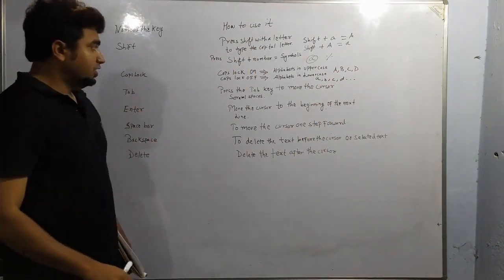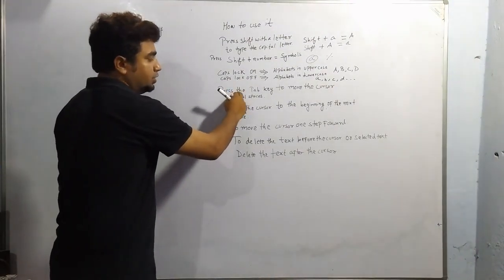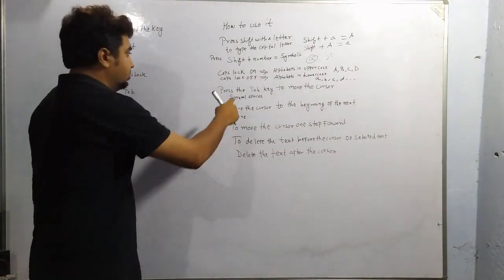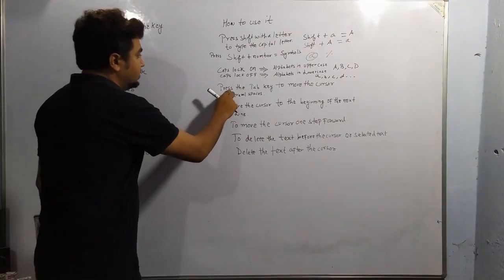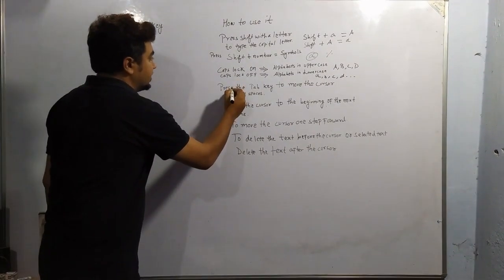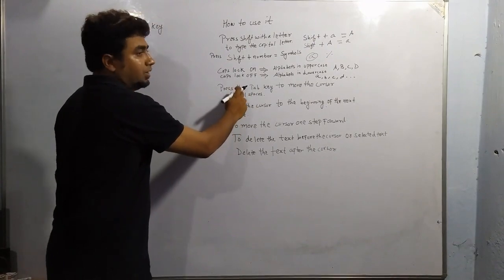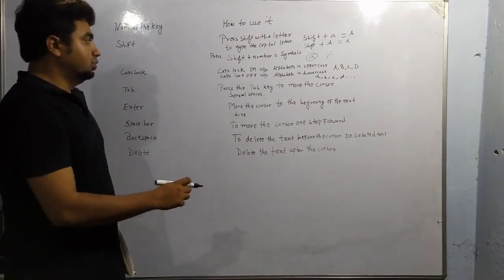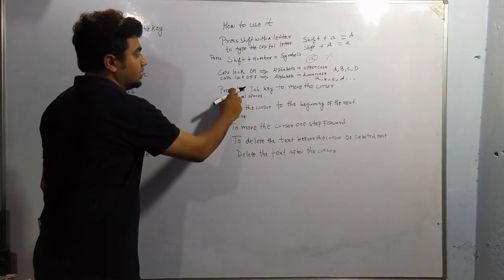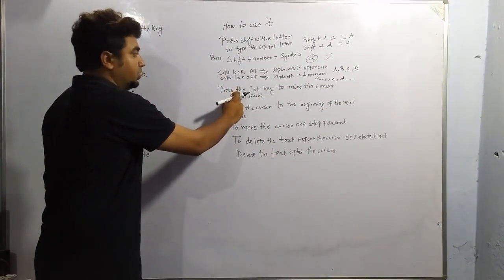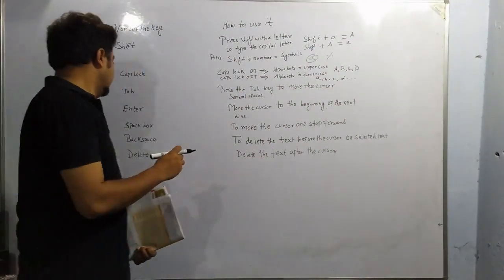Tab key. Suppose I have written a word and then I want to give a blank space between two words. So I have to press the tab key. If the cursor is here and I press the tab key, it will give space between the words. It is used to move the cursor several spaces. If the cursor is here, it will move to this place. That is the function of the tab key, to give space.